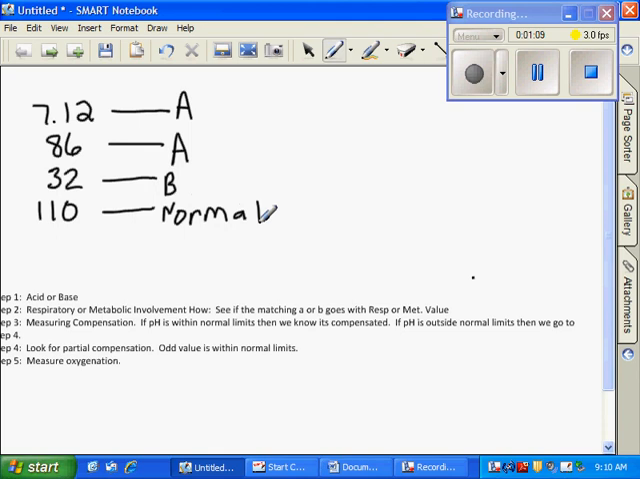Anything over 100 is considered too high. It depends if you're oxygenating the patient too much, then you can go up to as high as 500, 600, 700 PaO2s. You've got to just turn it down.